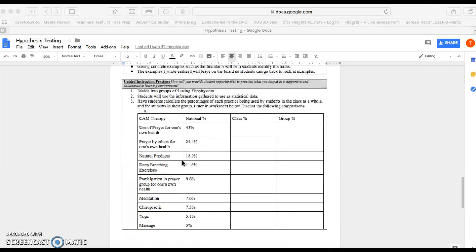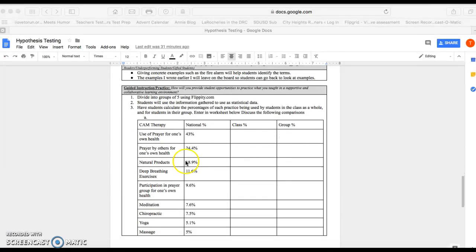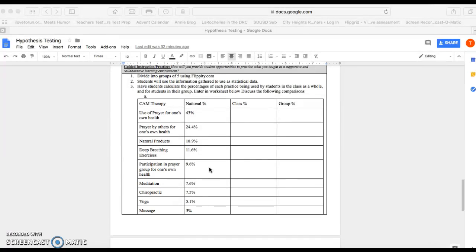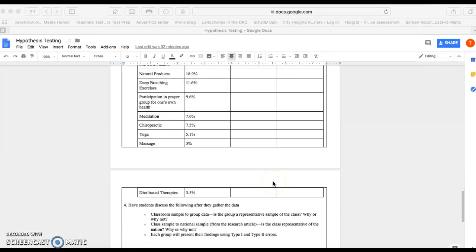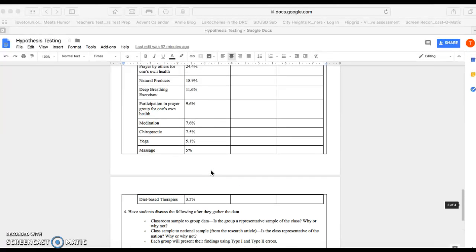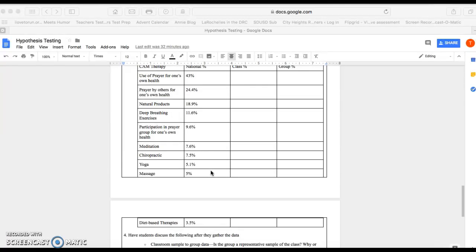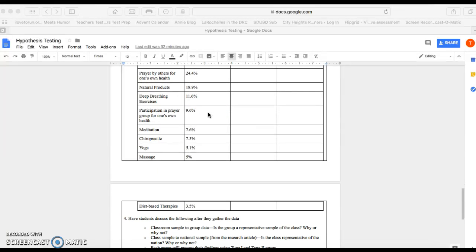Then they're going to get into groups and use the survey that we created with our class, do another small survey, and compare the 10 types of therapies that the article speaks about, compare that to the class, compare it to their groups, and then have a discussion on whether or not they can draw from their group and generalize the information, or if they can draw from the class and generalize the information, or what type of information they need in order to draw conclusions.